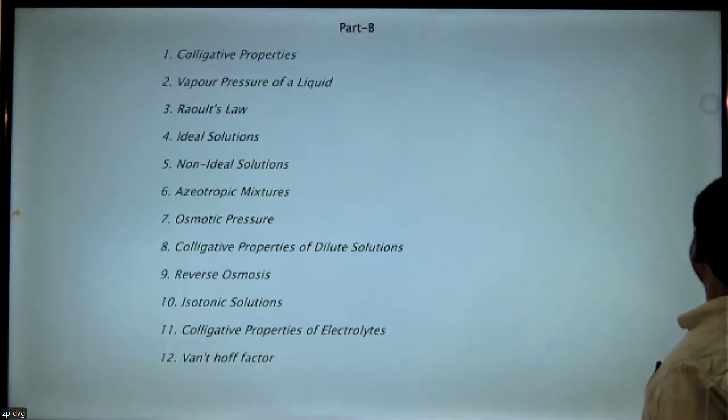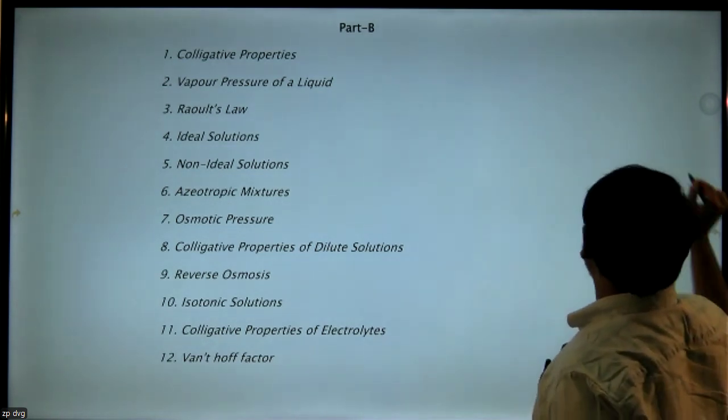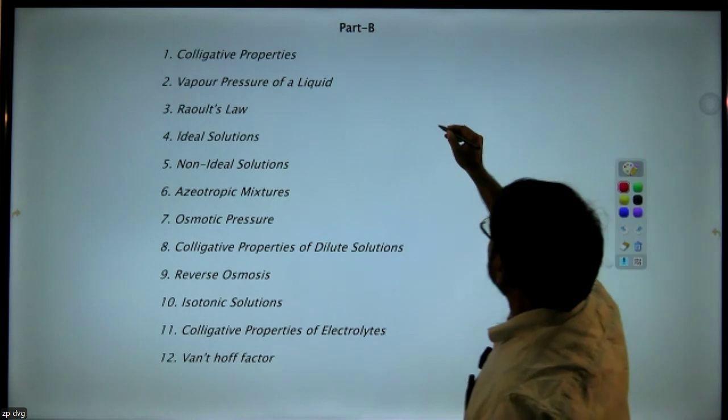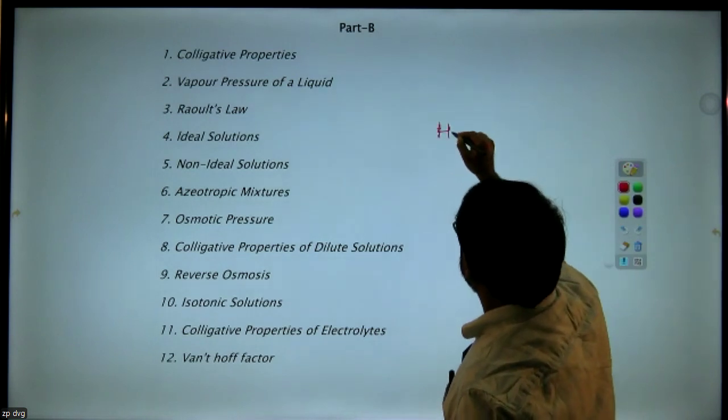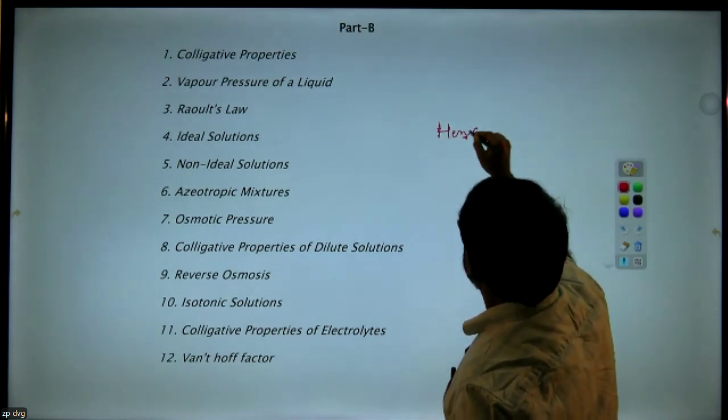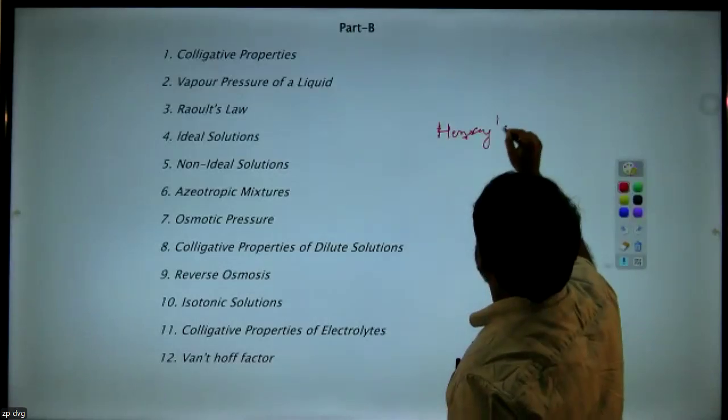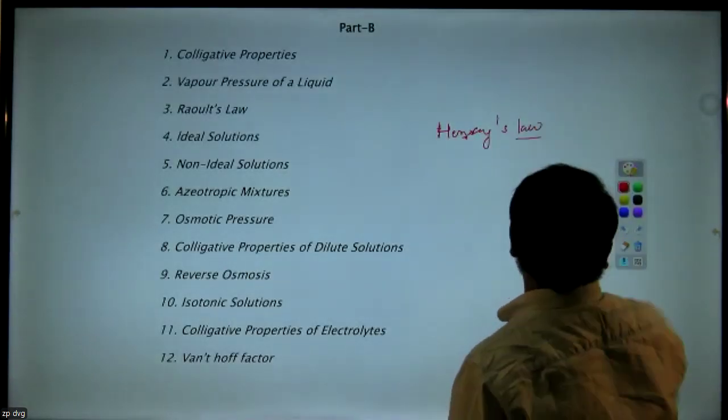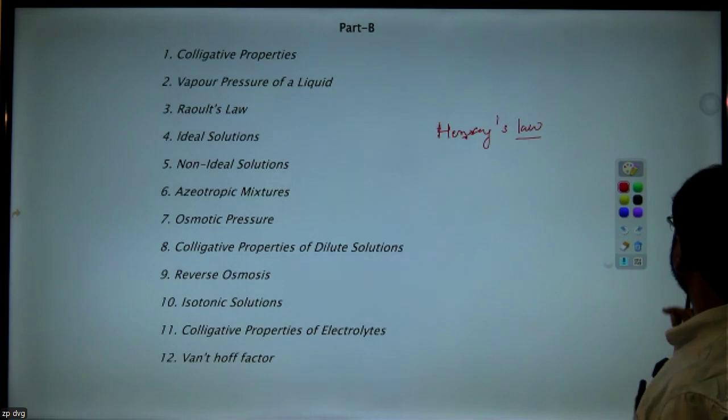Along with that, we have Henry's law also, Henry's law and its applications. In this session, I am going to explain.